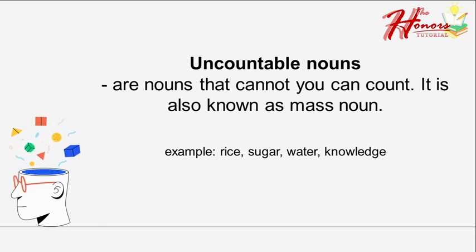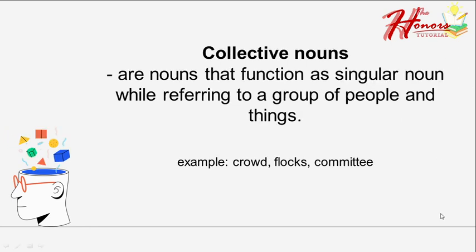So again, just a quick review. When we say countable nouns, of course, nouns that you can count, and uncountable nouns, also known as mass nouns, something that you cannot count. Next, let's move on to that.